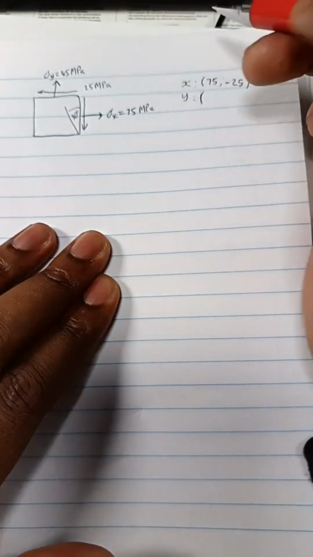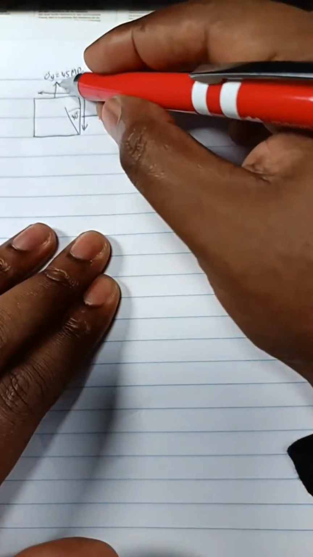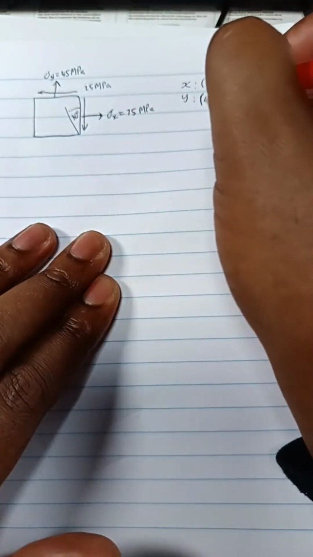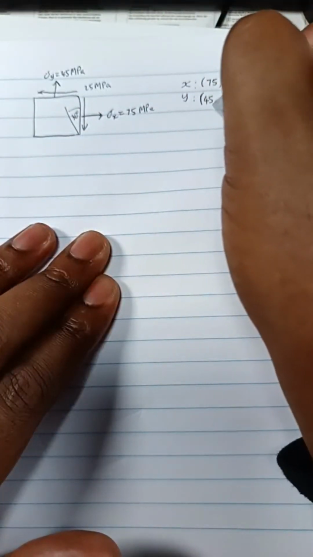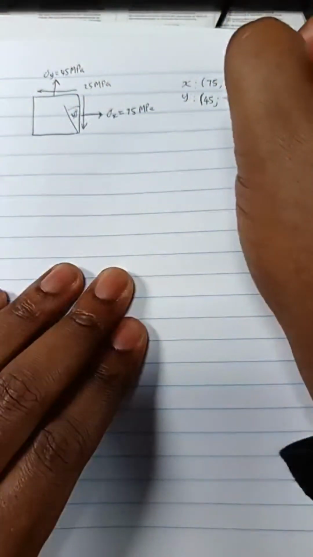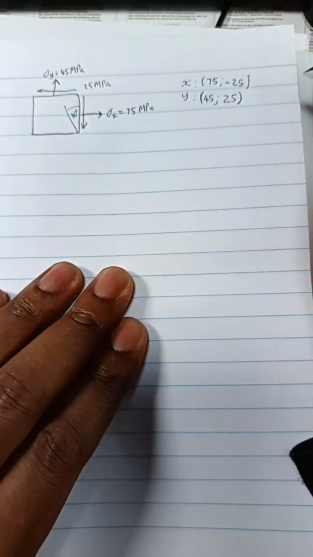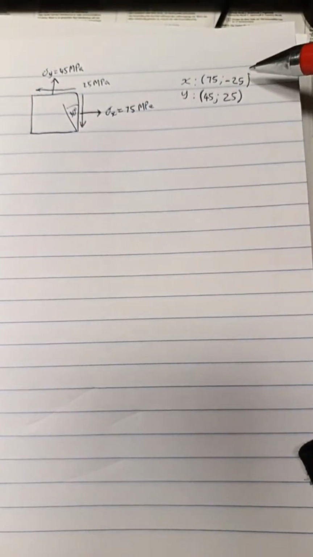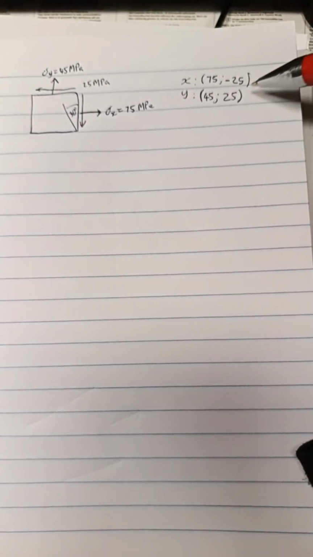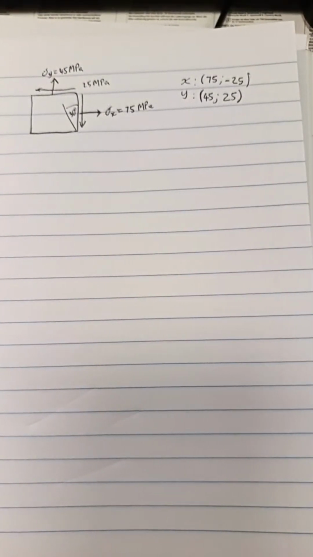For the Y part, it's tensile, so meaning it's positive 45. Now it is going in the direction. So in that direction, it is rotating anti-clockwise, which is positive 25. So I said one must be negative, one must be positive for the shear stress. Okay, that's it. Then let's go ahead and read further the question.